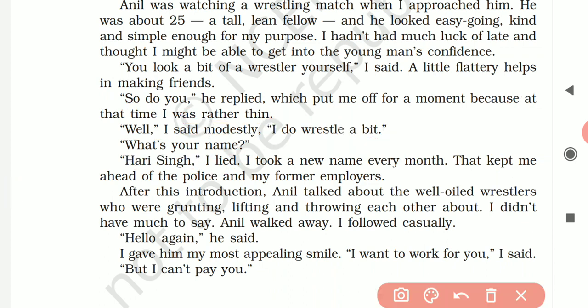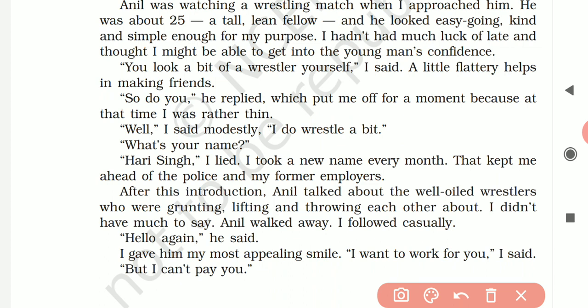Means the boy is telling a lie. He's a liar. You can't believe him. He's really a very, very smart and a very clever boy. And Anil should keep himself away from such people. Anil should not trust this particular boy. But let us see how Anil is going to react to his behavior.